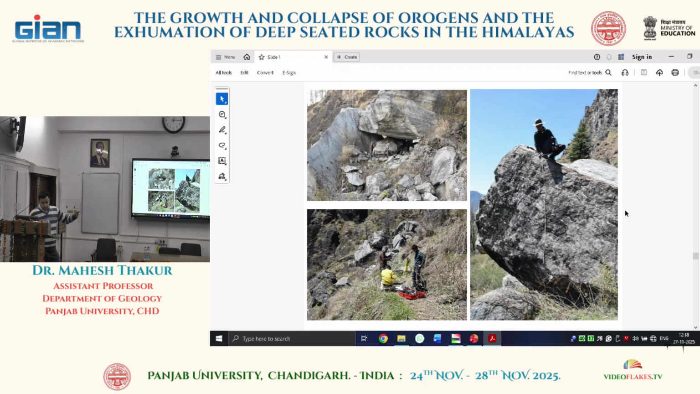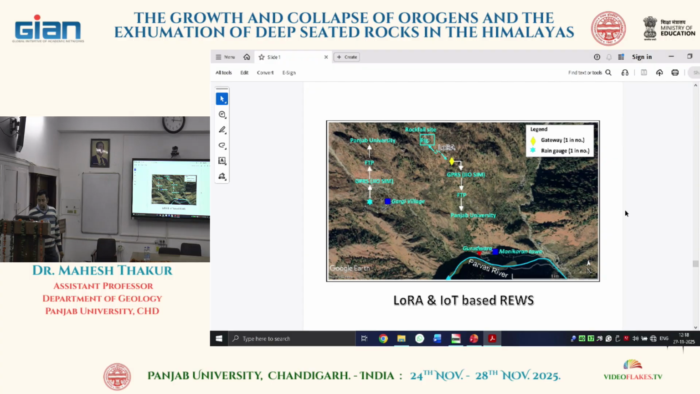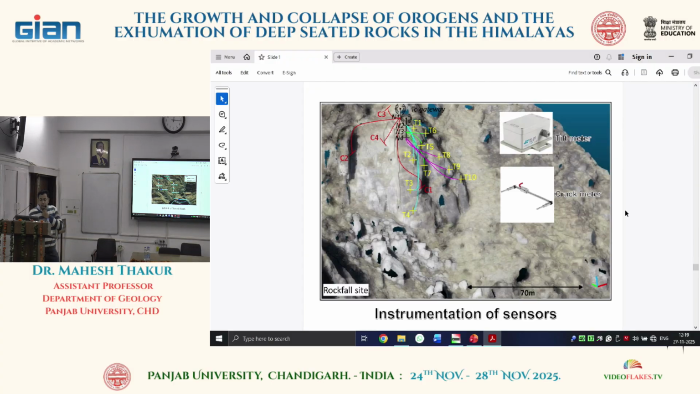So we did field work, we did a drone survey in this area, made a lot of maps, and we installed some sensors, crack meters and tilt meters. We have 1 year of data. The data is coming to our workstation in the department, and in it we can see whether these rock blocks are tilting or things like that.